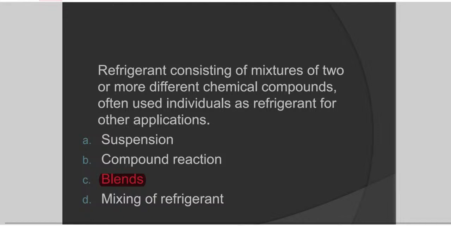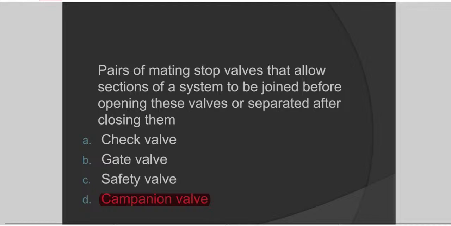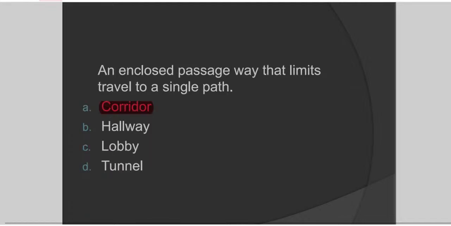Refrigerant consisting of mixtures of two or more different chemical compounds, often used individually as refrigerant for other applications. A. Suspension. B. Compound reaction. C. Blends. D. Mixing of refrigerant. Pairs of mating stop valves that allow sections of a system to be joined before opening these valves or separated after closing them: A. Check valve. B. Gate valve. C. Safety valve. D. Companion valve.